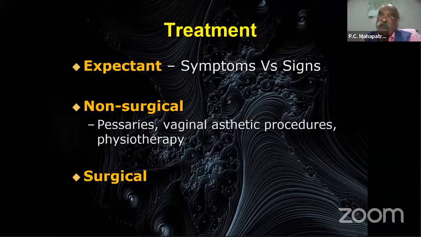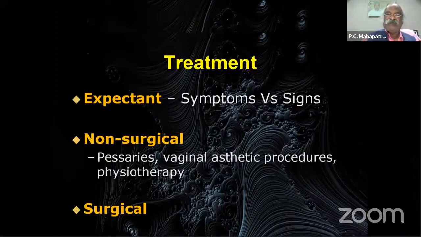But this has some role in a mild degree of prolapse, say a minimal, first degree prolapse with bulge symptoms, where the patient is symptomatic and you don't do a surgery. I think there the alternative is pelvic floor exercise or vaginal aesthetic procedures. So physiotherapy and vaginal aesthetic procedures could be non-surgical. And of course, the main thing is surgical procedures.